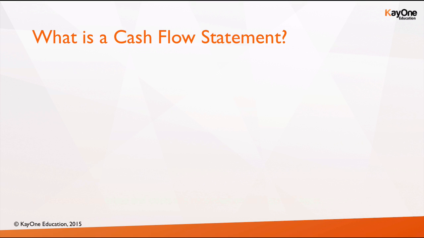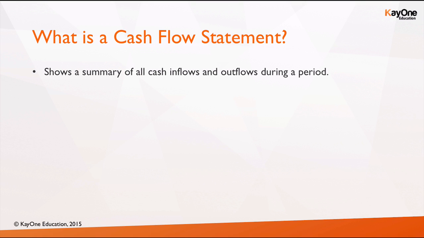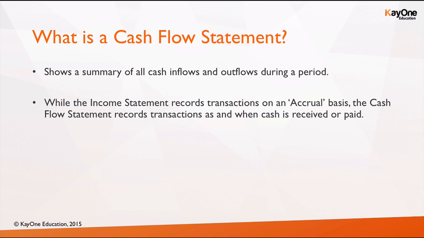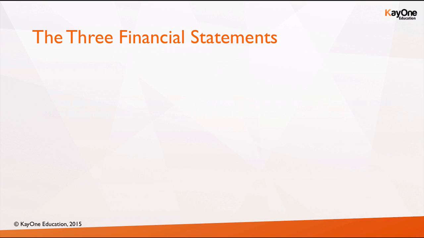The third financial statement is called a cash flow statement or a statement of cash flows. Now, as I told you earlier, the income statement is prepared on an accrual basis. So let's assume that you want to know how much cash has actually come in and how much cash has actually gone out. The statement that you need to see is not the income statement, but the statement of cash flows. It shows a summary of all cash inflows and outflows during a period. And while the income statement records transactions on an accrual basis, the cash flow statement records transactions as and when cash is paid or received.